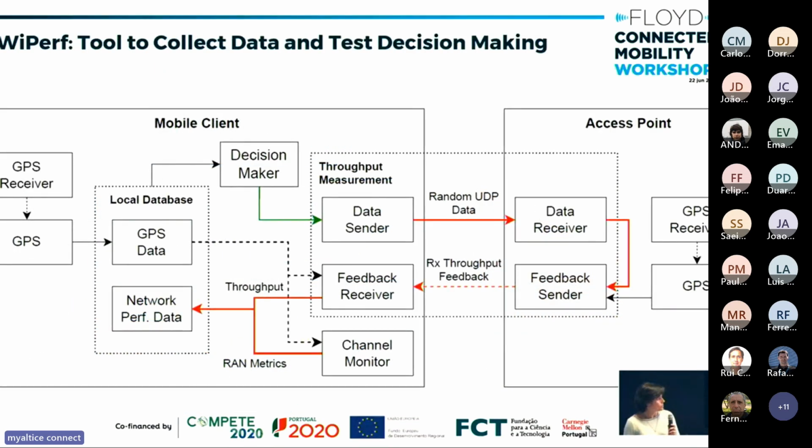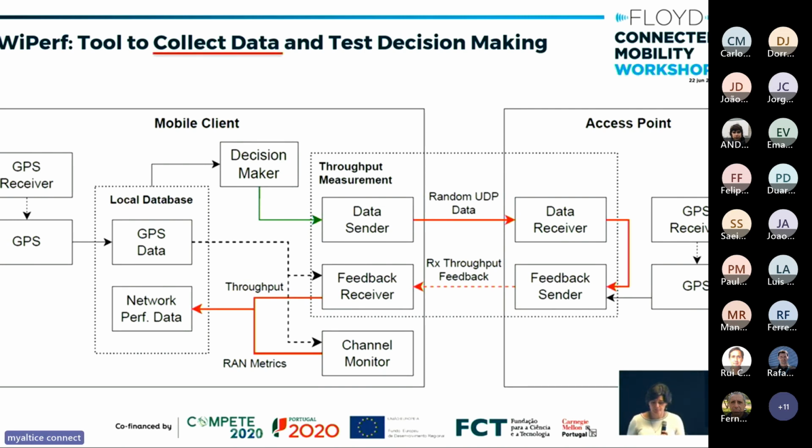This was part of WP4. We developed YPerf. It's a tool to do two things: on one hand, collect data, and also test decision-making in real time. So this has two functionalities. On the left, we have the mobile client. On the right, we have the access point.